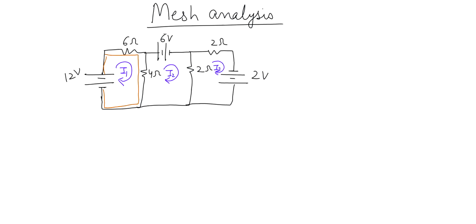So we will write the KVL equation, that is Kirchhoff's voltage law equation, for the first loop. I need to start from this point, complete this loop and come back to the same point. So I'm starting from here. I see negative here, so I will put minus 12. Then I go here, here. So what is the current flowing in the 6 ohm resistor? It is I1. So I1 current is flowing in the 6 ohm resistor, so plus 6 I1. Then I go downward here.